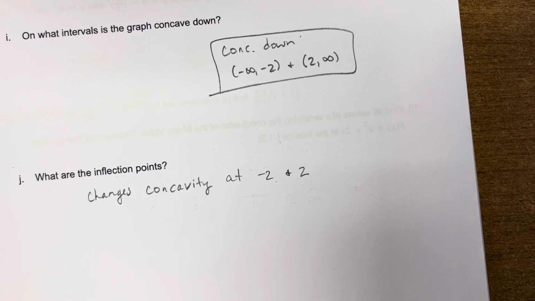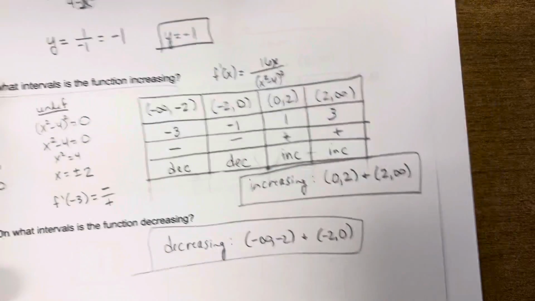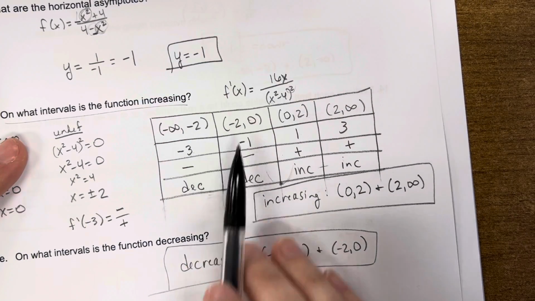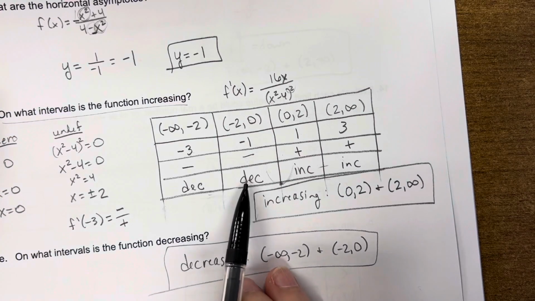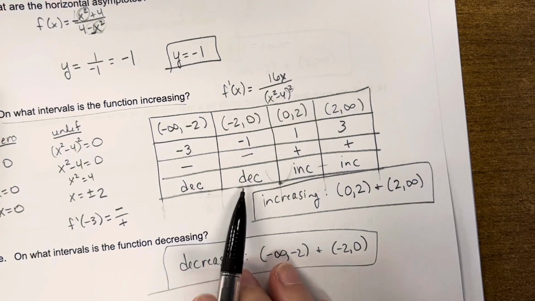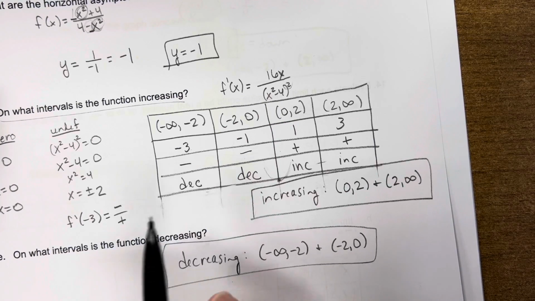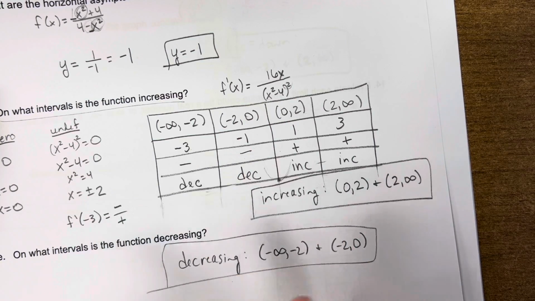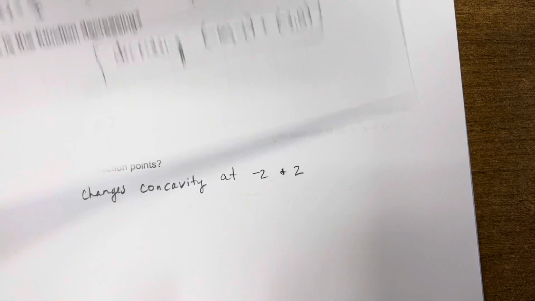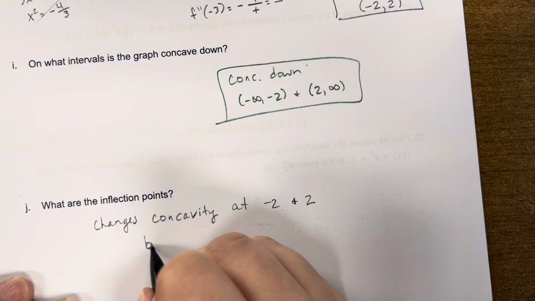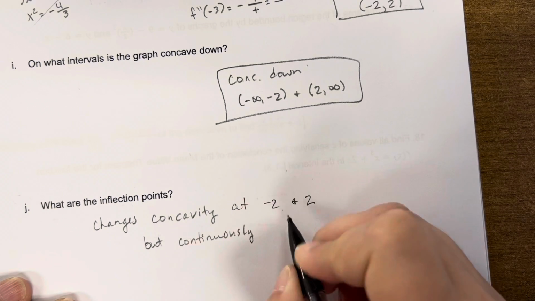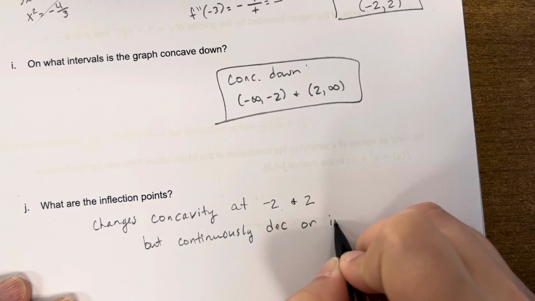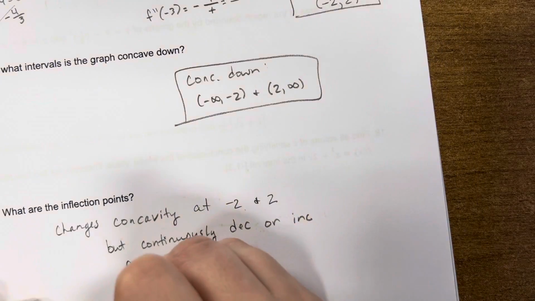But we need to be careful with what's happening with our increasing and decreasing. On this one, at -2, it's decreasing, and then it's decreasing again. So it didn't change directions. It did change concavity, but it didn't change from increasing to decreasing or decreasing to increasing. I could say it like this: it continuously decreased or increased at those points.